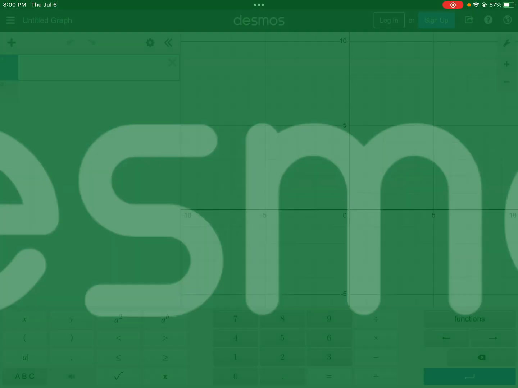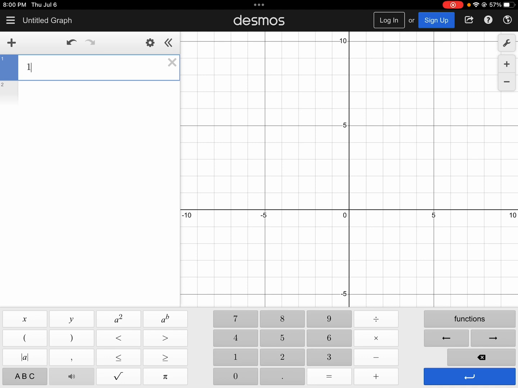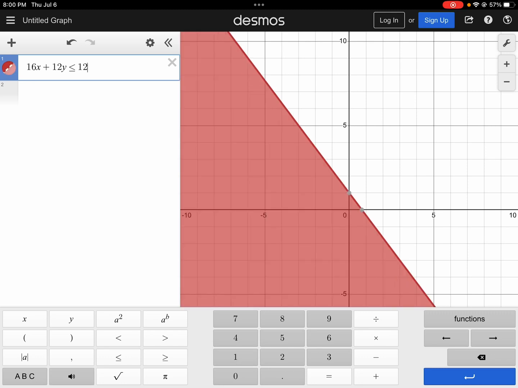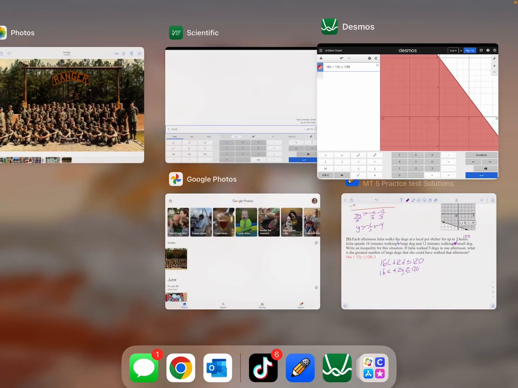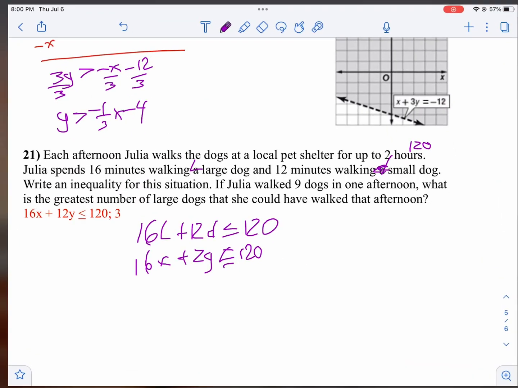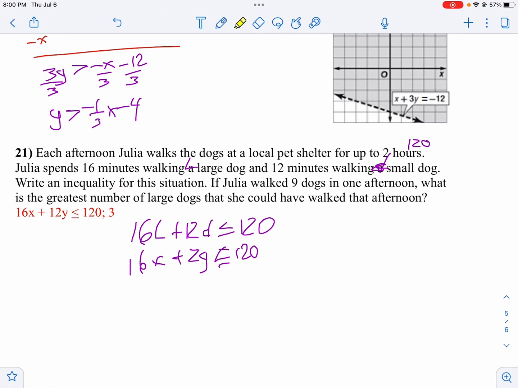So this time I'm going to use my graphing calculator. So I'm going to go 16x plus 12y is less than or equal to 120. Now what I want to do is, we know she's going to walk 9 dogs, right? That's what it says in the problem.